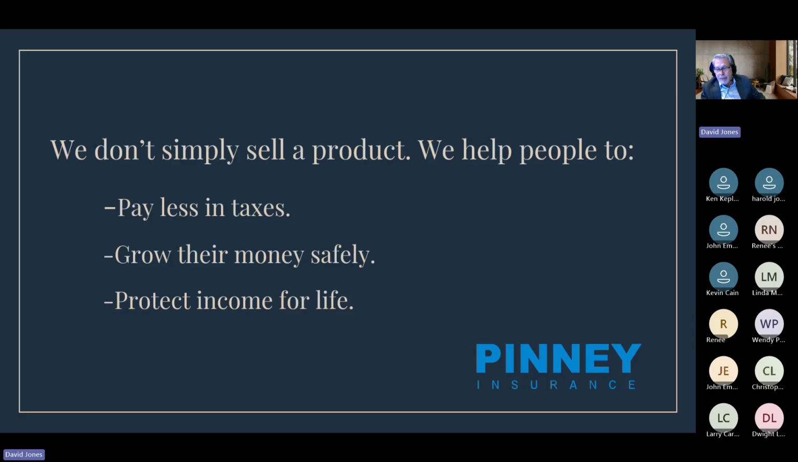Grow their money safely. The title of this is the power of 0%. 0% comes into play here on a couple things. One is there's no risk of a loss. You've got a floor of 0%. I'll touch on this in more detail later, but you've got a floor of 0%. You're not going to lose any money. And if you do it right, you get 0% taxes on the money that you take. So protect income for life. This can give you an income in retirement for 20 years to life, as long as you do it right. And we're going to show you how to do it right.